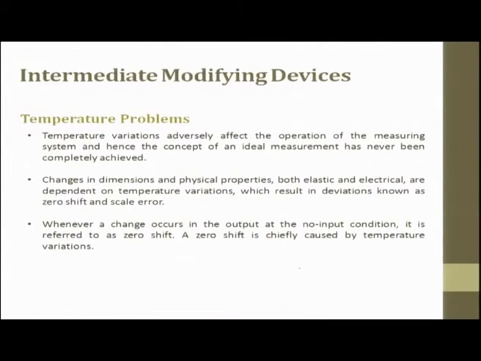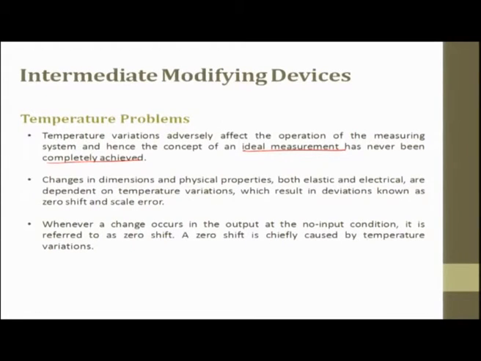The temperature also leads to a lot of problems in this intermediate modifying. As the temperature goes high, the system starts malfunctioning. For example, there can be a thermal expansion of the cable and the coil, so it gives you a different result. The temperature variation adversely affects the operation of the measuring system, and hence the concept of ideal measurement has never been completely achieved with respect to temperature. Change in the dimension and physical properties, both elastic and electrical, are dependent on temperature variation.